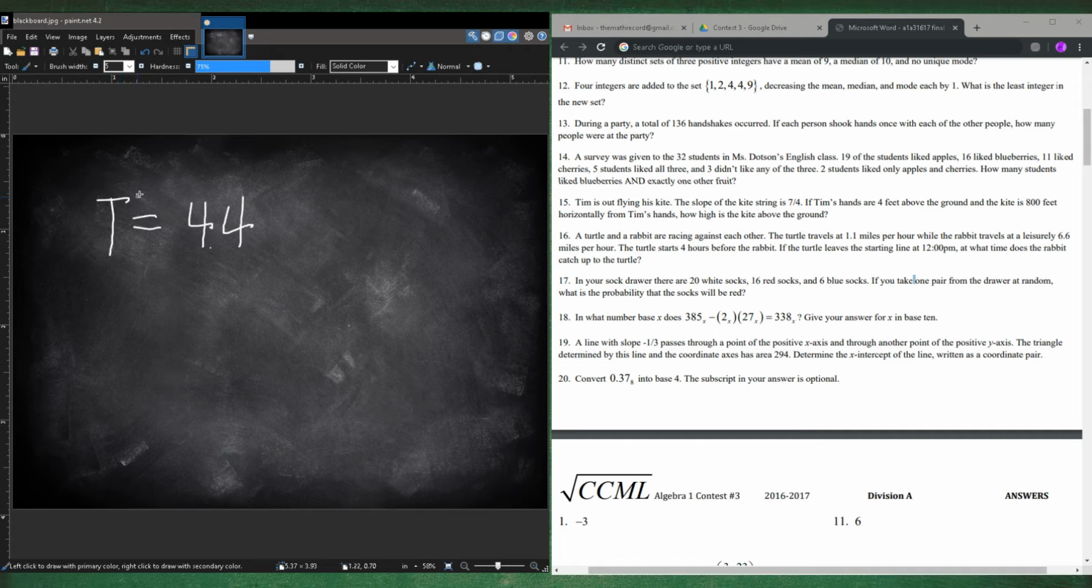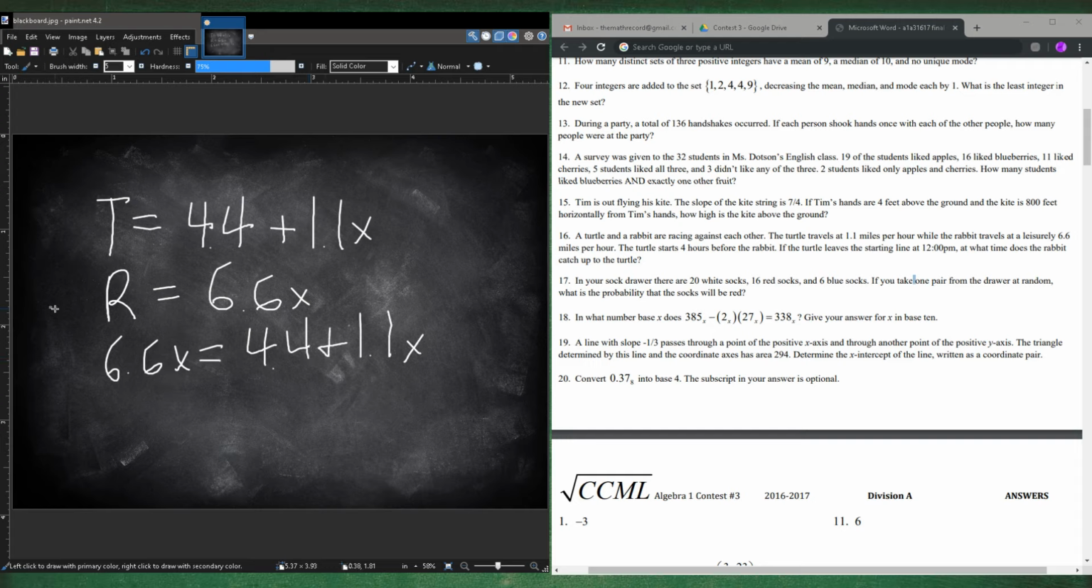So let's say the turtle is equal to 4.4 plus 1.1x, where x is the amount of hours. And the rabbit starts at 0 hours at 6.6x. At time 0 the turtle is already 4.4 miles away because it started 4 hours before. Now you have to find when they're equal. So 6.6x is equal to 4.4 plus 1.1x. Subtracting gives 5.5x equals 4.4. And 4.4 divided by 5.5 is equal to 4/5.